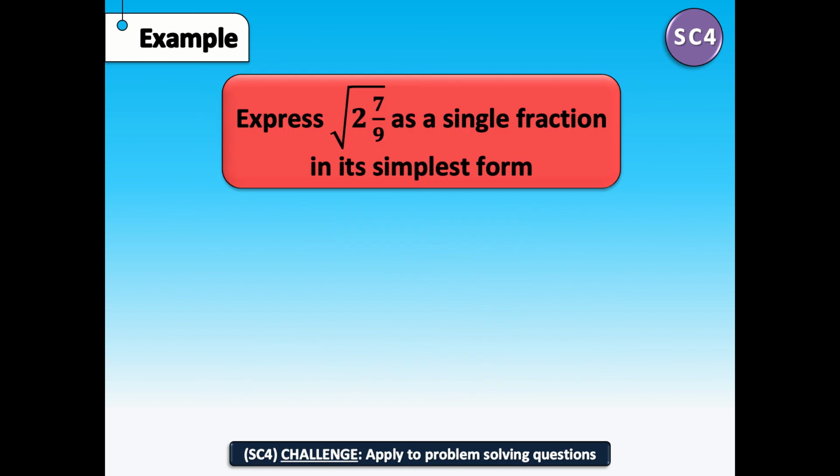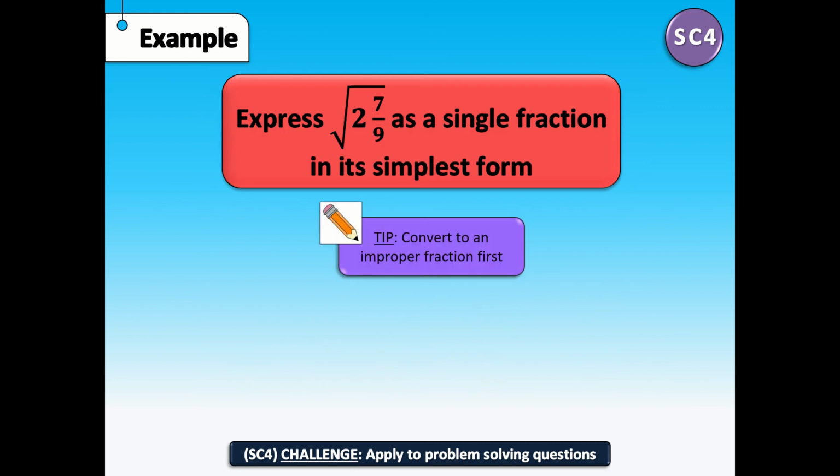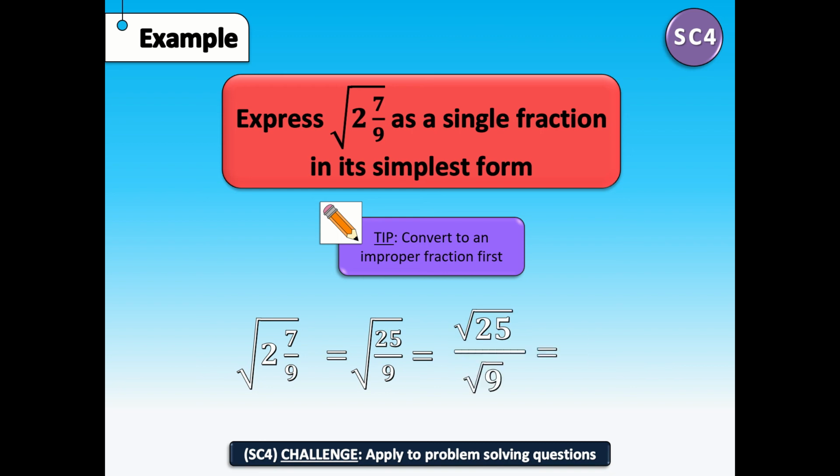Again, in this question, we need to convert it into an improper fraction first. So 2 7/9 becomes 25 over 9. So we square root 25 and we square root 9. And we get 5 over 3.